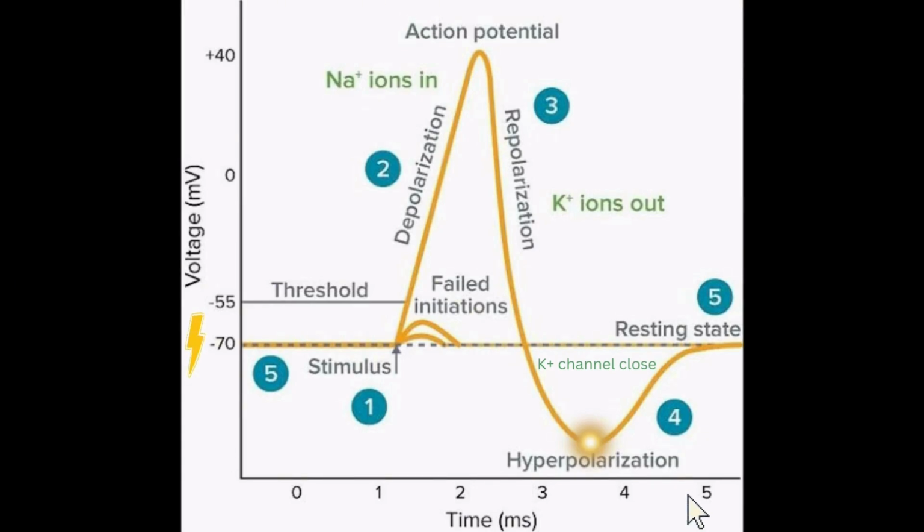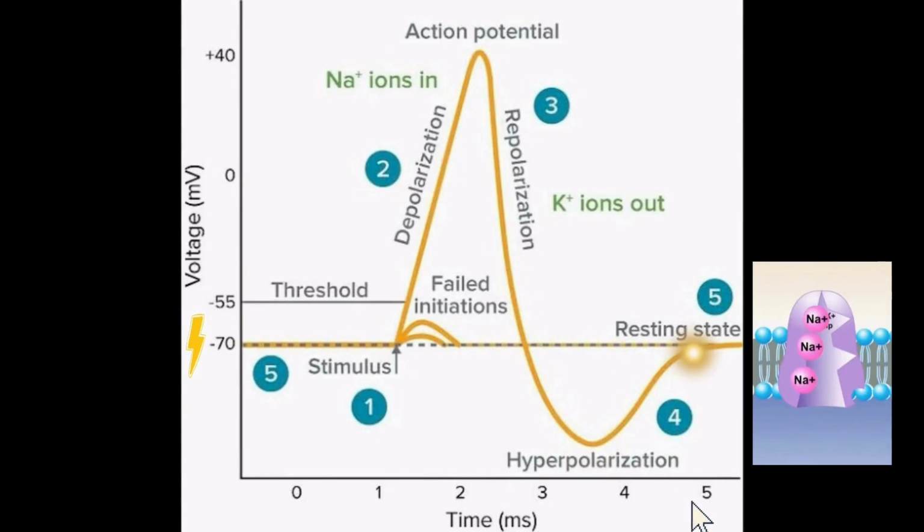Now, after this point, the potassium channels will close. Then the sodium-potassium pump will work by pumping 3 sodium ions out and 2 potassium ions in, restoring the original condition of the cell.